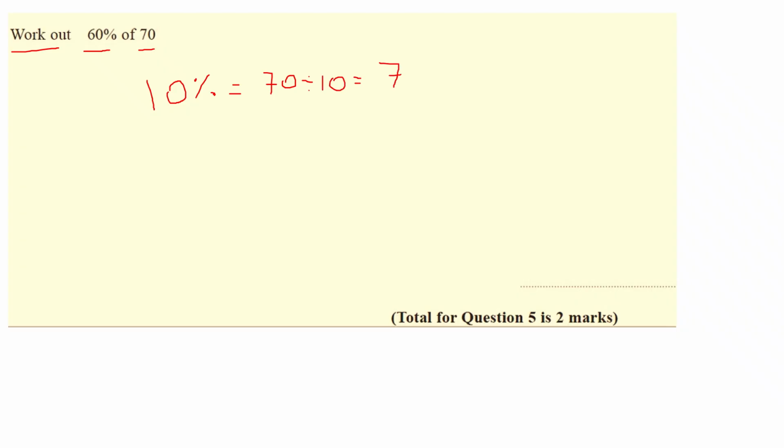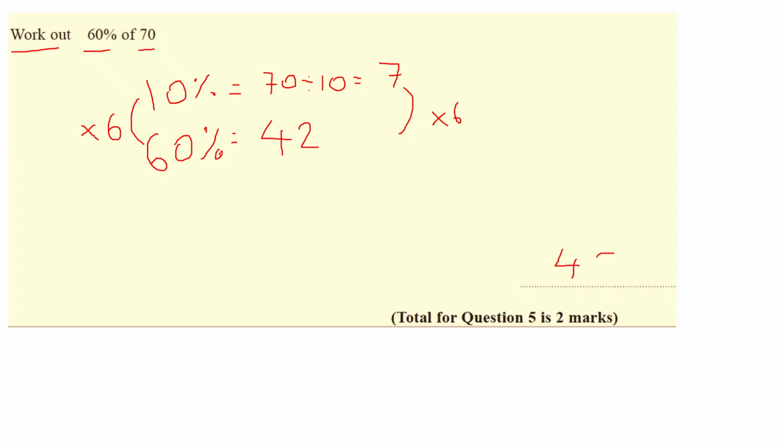So 10% of any quantity, you divide the quantity by 10. We want 60%, so we're going to scale that up. How do we get from 10 to 60? Well, we multiply by 6. So we're going to times 7 by 6, and 7 times 6 gives us 42. So 60% of 70 is 42.